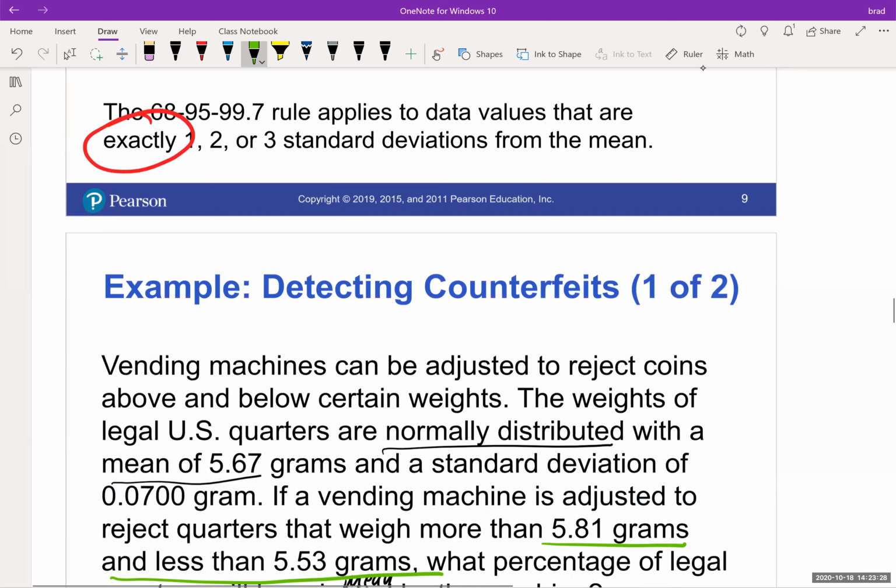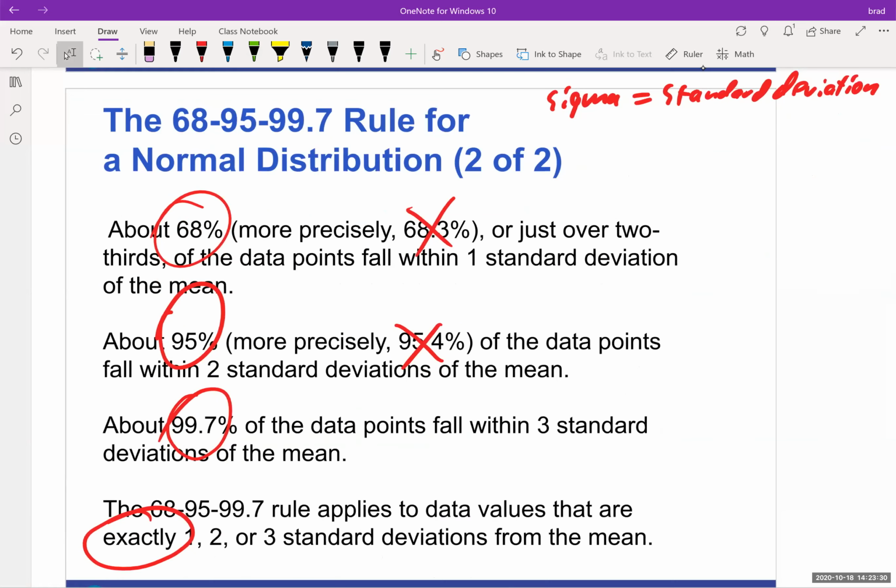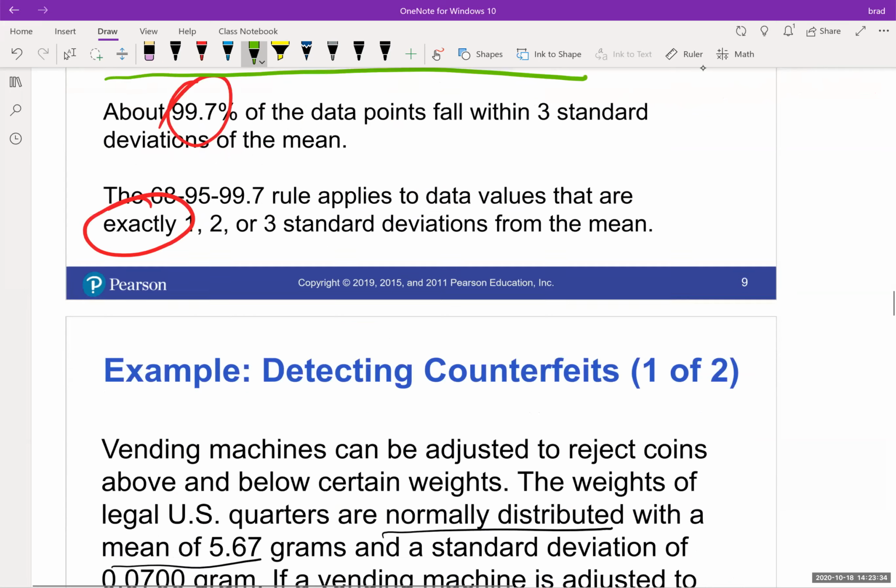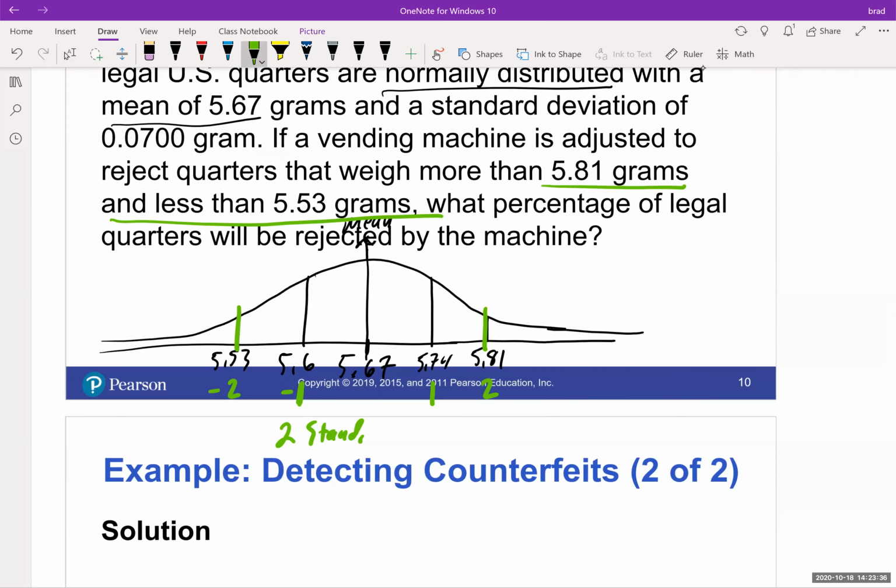Okay, well, let's go back up to the empirical rule. It says will fall within two standard deviations, 95%. So that means that this middle part right here is 95%. So this section right here is 95%, but they don't want that percent. They want this over here and this over here, okay?